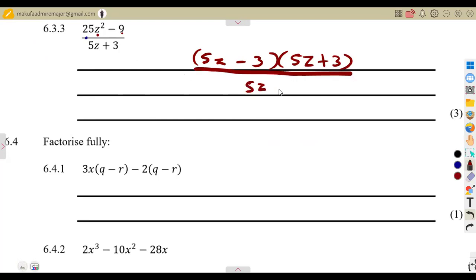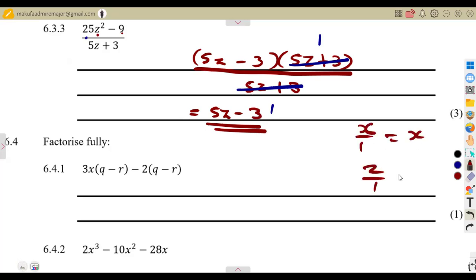So everything over 5z plus 3. The 5z plus 3 and the 5z plus 3 are the same. They can cancel. That's you obtain a 1. So that's 5z minus 3 times 1, which is simply 5z minus 3. So this is what you're going to have. Remember, if you're given x over 1, it's just x. 2 over 1 is just 2. So this one divided by 1, it is just 5z minus 3.